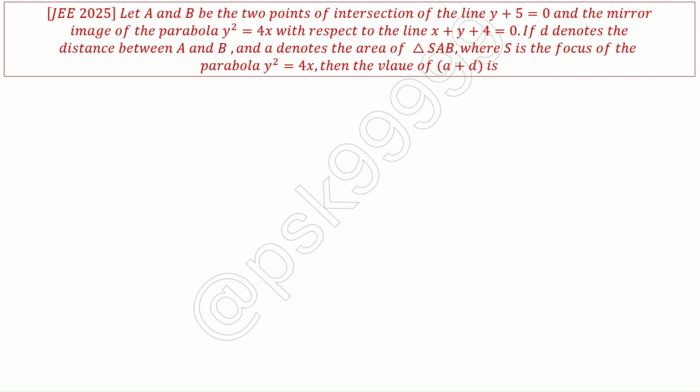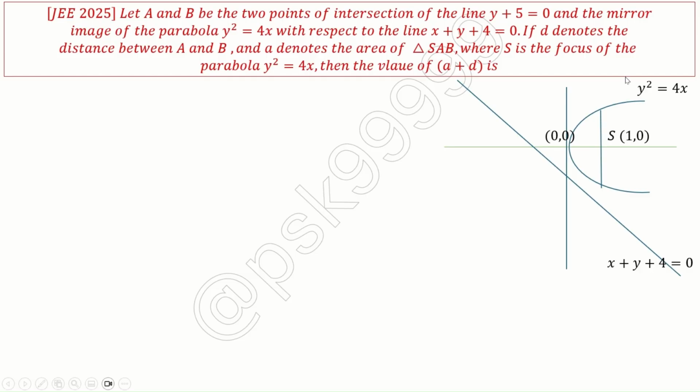Let A and B be the 2 points of intersection of the line x + 5 = 0 and the mirror image of the parabola y² = 4x with respect to the line x + y + 4 = 0. If D denotes the distance between A and B and A denotes the area of triangle SAB, where S is the focus of the parabola y² = 4x, then the value of A + D is... Again, draw the picture correctly.